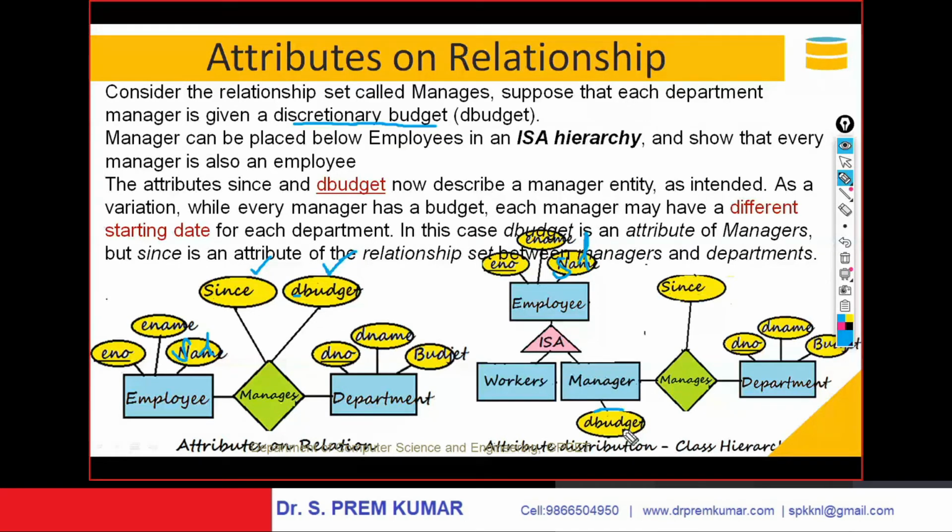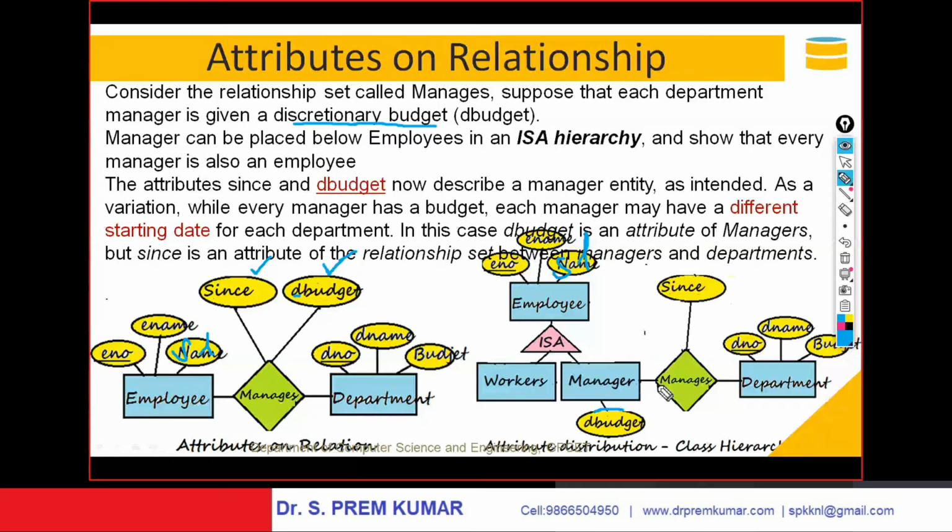Only managers are given budget, and hence the discretionary budget is given to managers. The managers manage the department. They manage the department by spending the necessary amount. So managers are managing the department, not workers. Workers are not managing. The manager is managing the department.